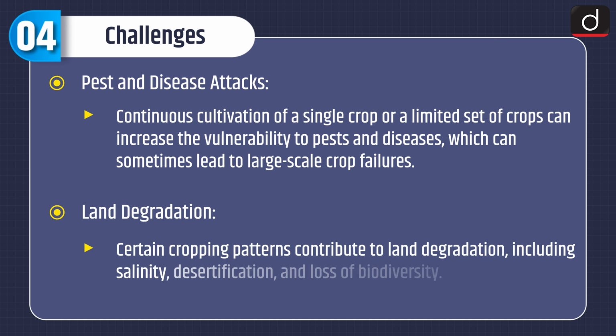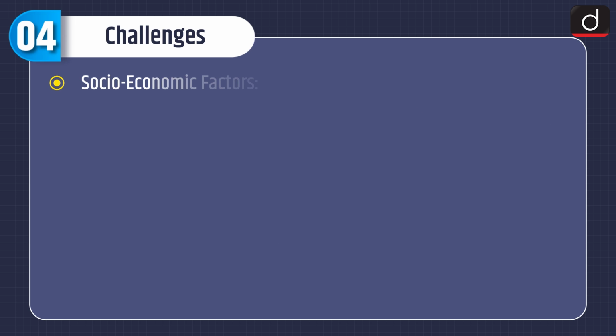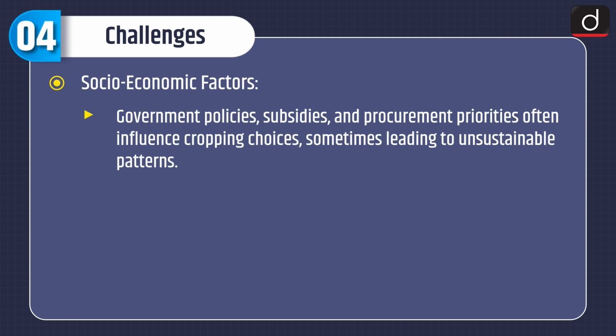Land degradation. Certain cropping patterns contribute to land degradation, including salinity, desertification, and loss of biodiversity. Socioeconomic factors, government policies, subsidies, and procurement priorities often influence cropping choices, sometimes leading to unsustainable patterns.